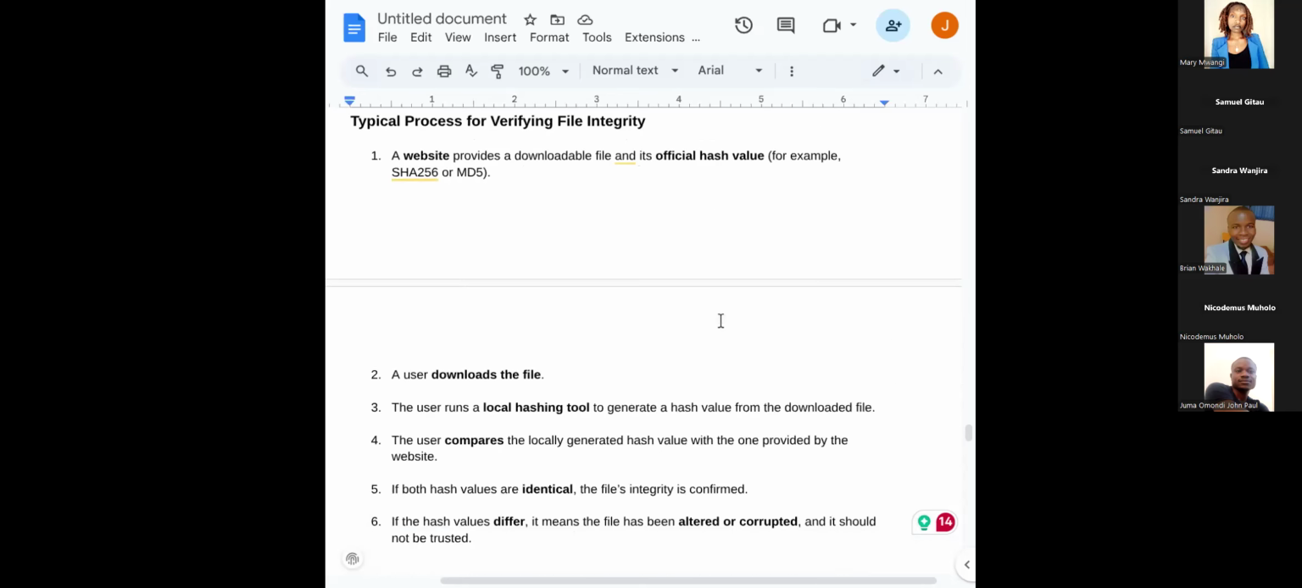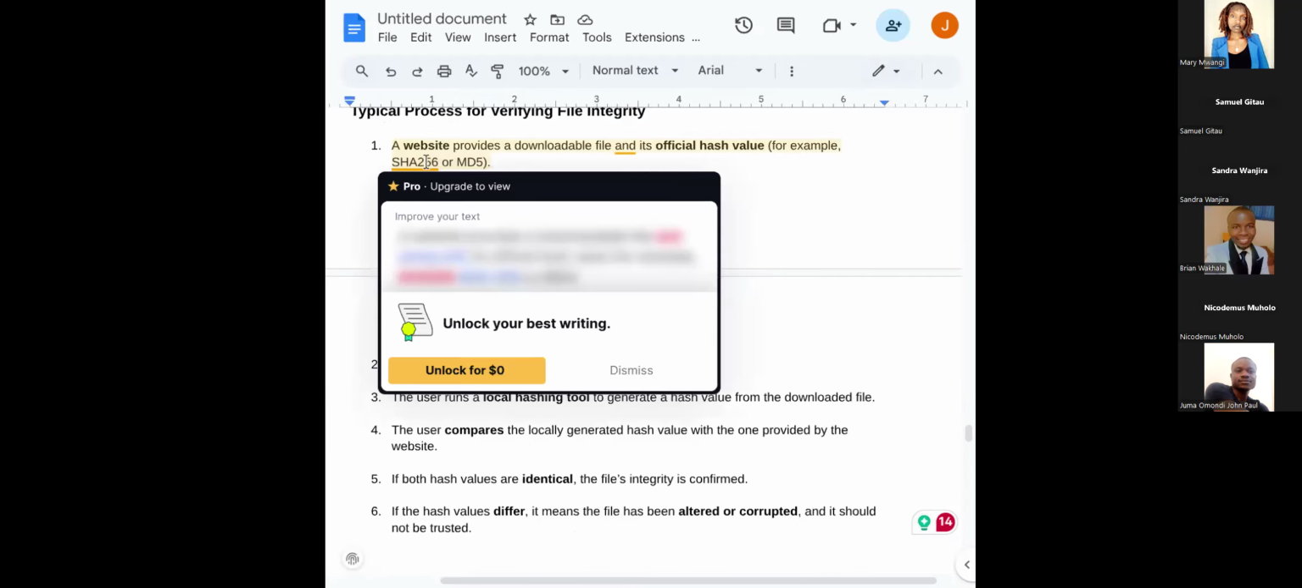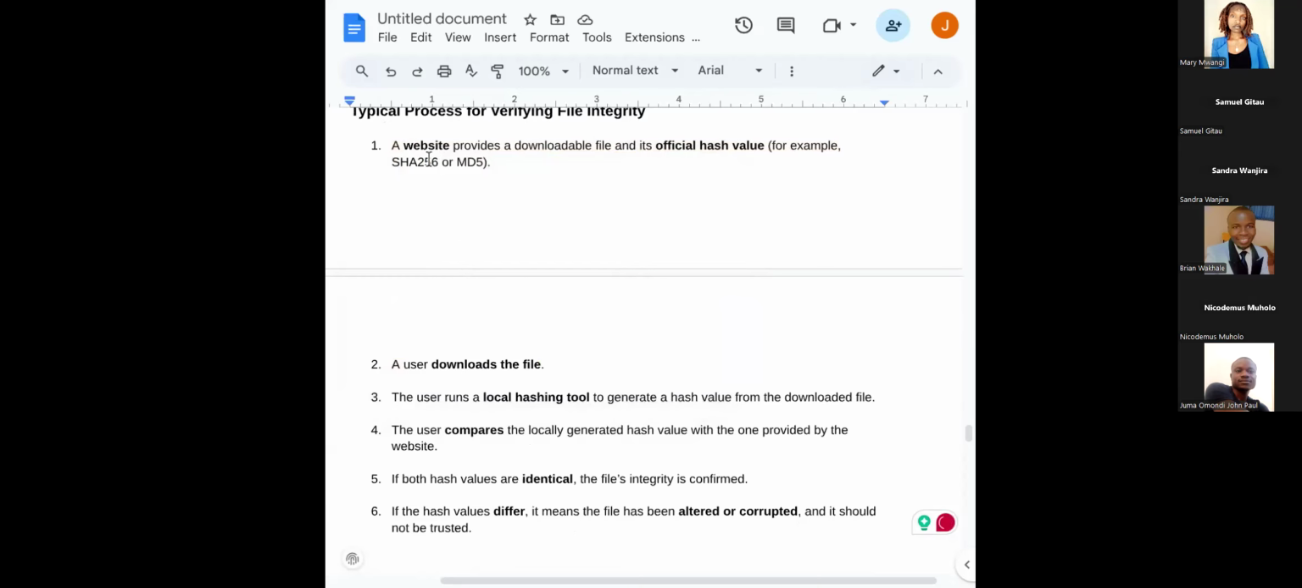So the typical process of verifying file integrity: number one, a website will provide you with a downloadable file and a hash value. For example, I know you guys have seen this, SHA-256 or MD5. You can tell me where you've seen this. I know you've seen it somewhere.